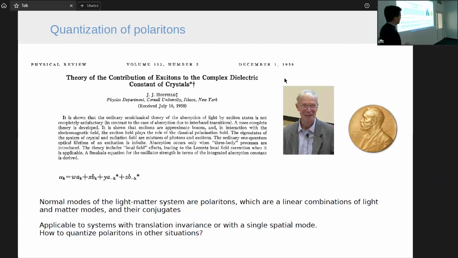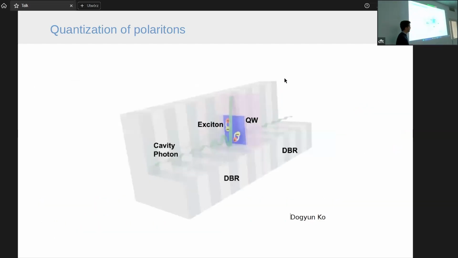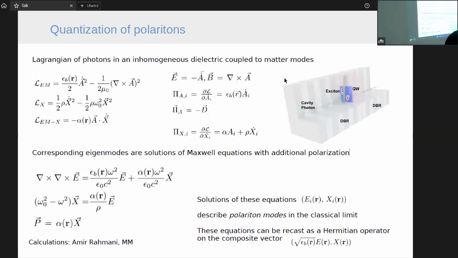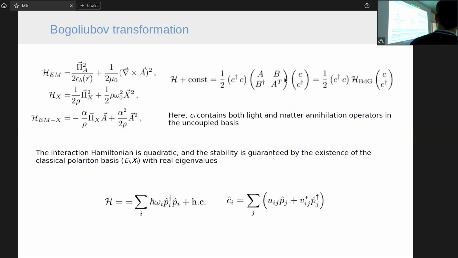And by the way, maybe not many people know that Hopfield, who received the Nobel Prize this year, before he jumped to neural networks, was very interested in polaritons. And actually, the polariton theory is based on his paper from the 50s. But it does not give us the possibility to describe such complicated systems. Yeah, so there's a lot of theory.